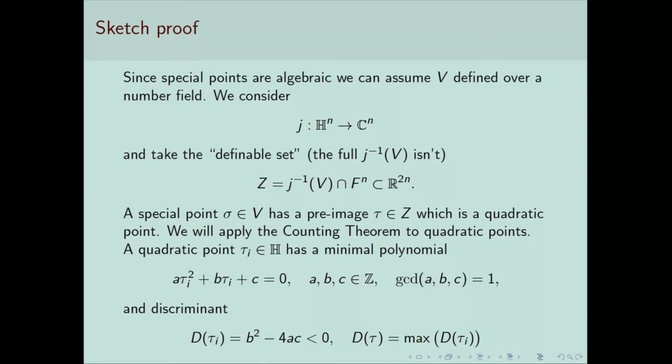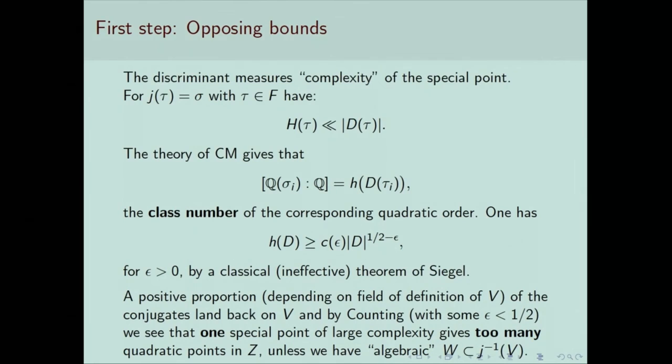Right. So the first step is the opposing bounds. So it's a very elementary thing. If you look at the definition of the fundamental domain in terms of the A and the B and the C, you just see immediately that the height of this point tau is bounded by the discriminant. That's a very elementary thing.